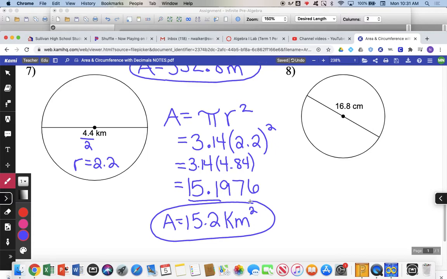Alright, I think we need to do another one of these together. Well, try it on your own, but if you need to follow me, follow me. Hey, if we know the diameter, how do we get the radius? You got to divide it by 2. What is half of 16.8? 8.4.